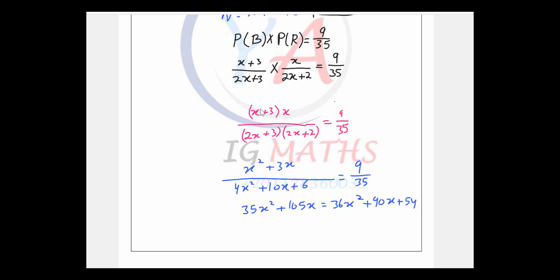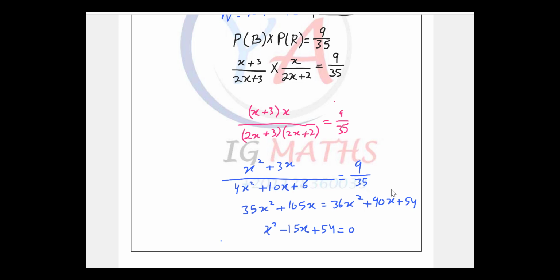If you just collect them on one side, it will be x squared here, because if you shift 35 there, 36 minus 35, it will be 1x squared. Then 105 goes there, so it will be negative 15x, and plus 54 is still there, equal to 0. If you factorize, you're going to find mod 53.